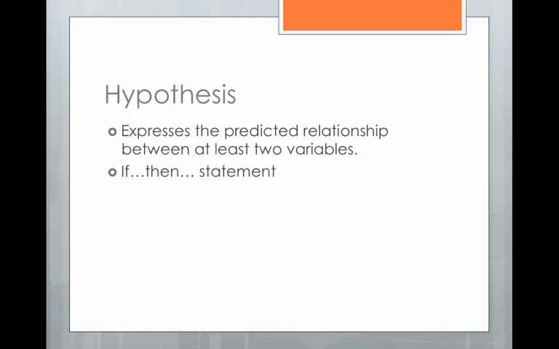And so one way to express that relationship is through a hypothesis. So a hypothesis expresses what you predict the relationship is between at least two variables. Now, hypotheses can be written a lot of different ways, but in this class, we're going to stick to a simple if-then statement. So you're going to say, if something happens, then this will happen. Or if something changes, then this. So if variable, then variable. That's going to be the model that we use when we're talking about hypotheses in this class.